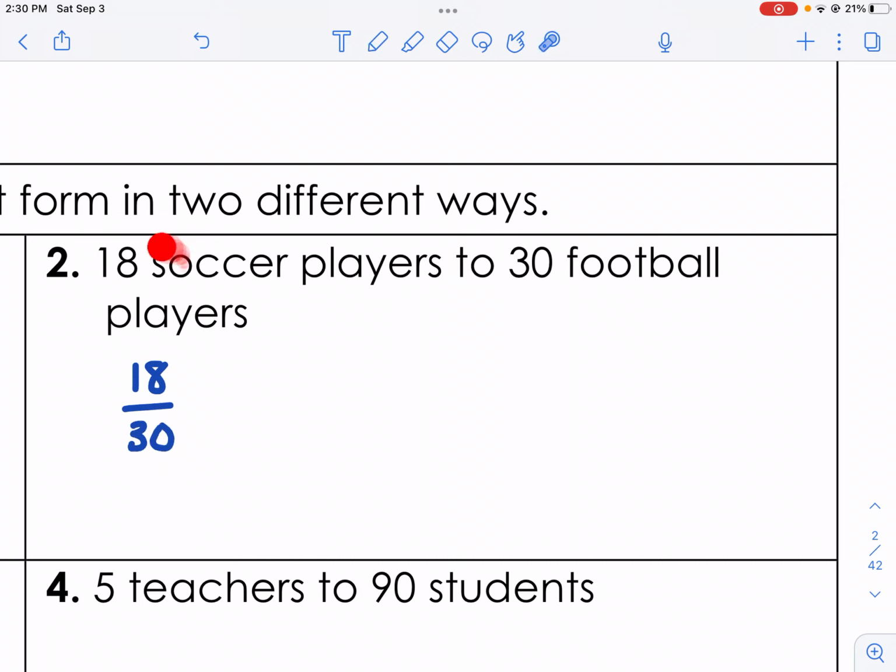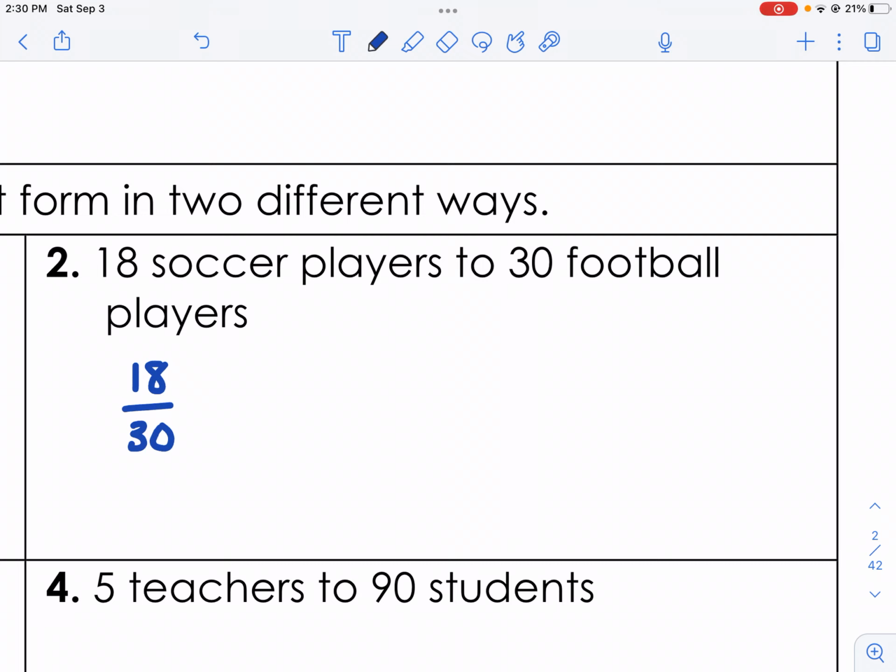Because 18 comes first, the 18 should be on the top. Here's a trick. You're looking at 18 and 30, and you're trying to figure out what the biggest number is that goes into each of them. The answer is 6. But what if you didn't realize that? Maybe the numbers are awkward and you're not sure how to work with them.